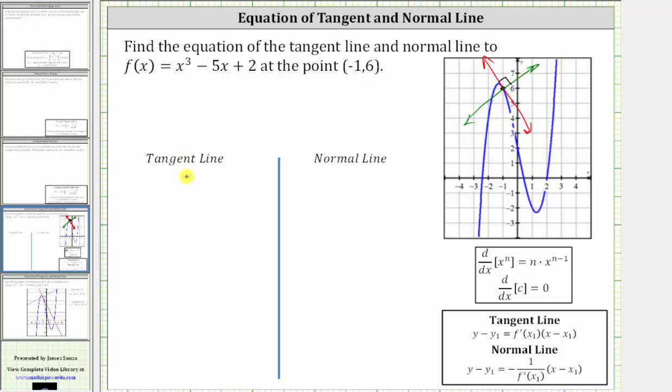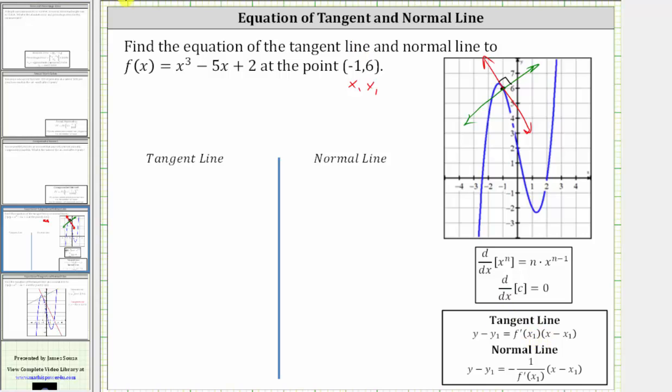Let's begin by determining the equation of the tangent line, which is given by y minus y sub 1 equals f prime of x sub 1 times the quantity x minus x sub 1, where (x sub 1, y sub 1) is a point of tangency, which in our case x sub 1 equals -1 and y sub 1 equals 6, and f prime of x sub 1 is the derivative evaluated at x equals -1, which gives us the slope of the tangent line.